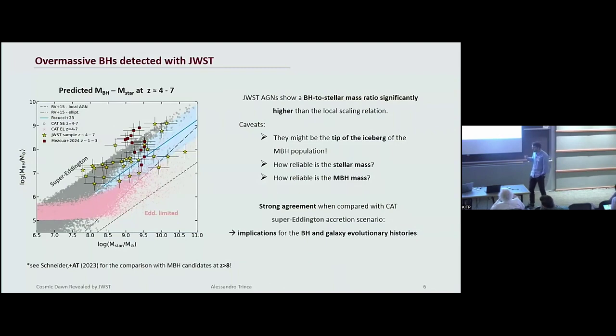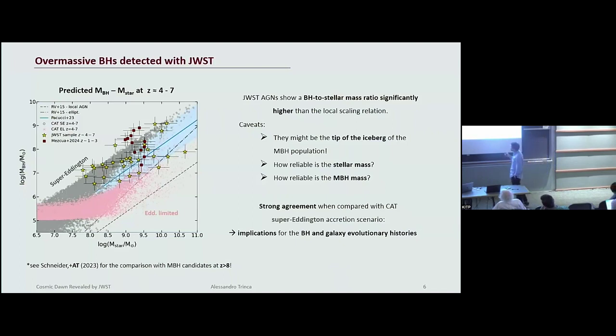And of course there are some caveats on this population, since there might be just the tip of the iceberg of their underlying black hole population, and there might be some uncertainties on the estimation of the black hole mass as well as the stellar mass, and I will touch briefly on that at the end of the talk.